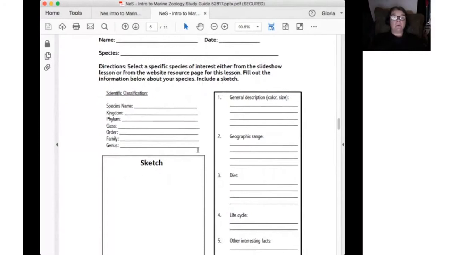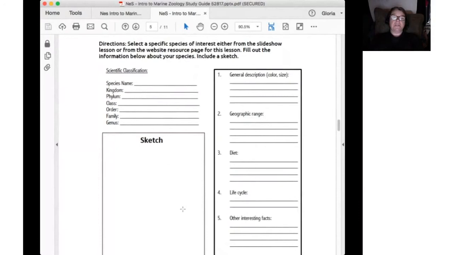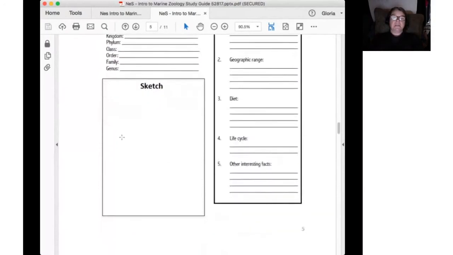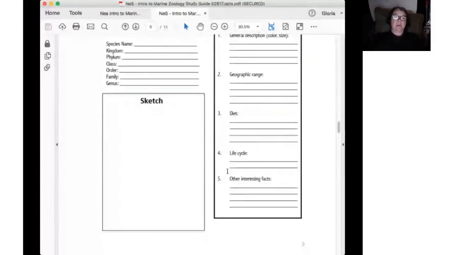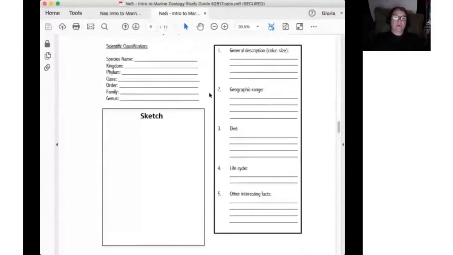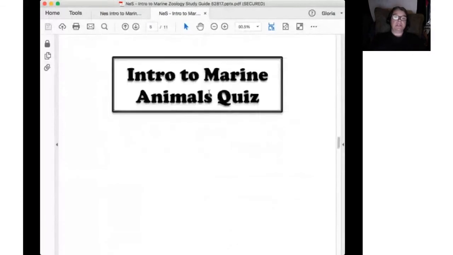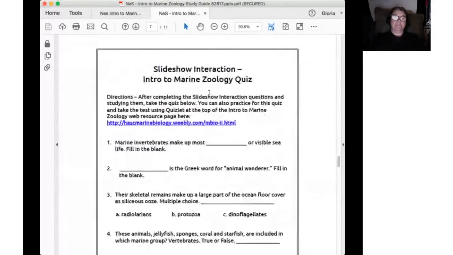Okay, so for journal templates, what you do is you select a specific species of interest, any favorite marine animal that we learned about either in the slideshow or from the web resources, which we'll look at shortly. And then you just fill out the information, and the fun part, you can draw your favorite species in the space given. All of these answers can be found through a Google search or using something like Archive or Wikipedia or whatever resource you use. Okay, and then we have a quiz with the same questions and an answer key.